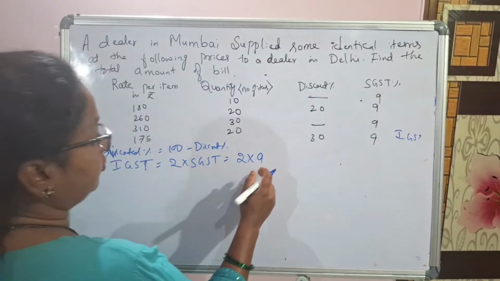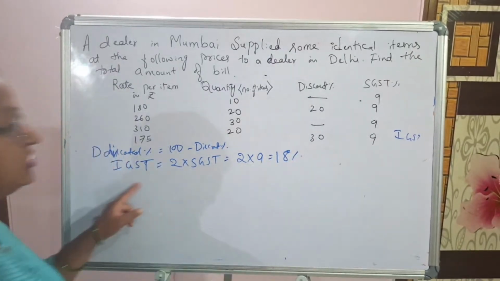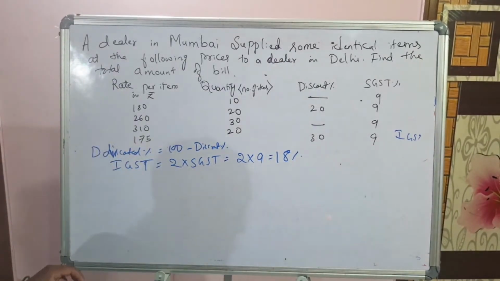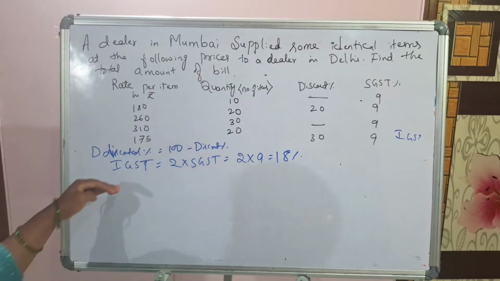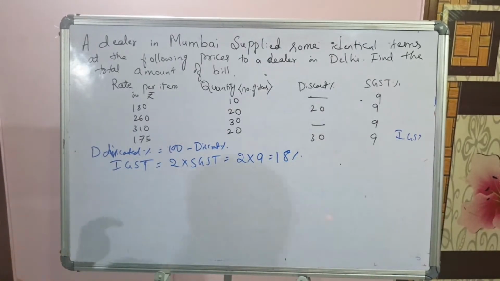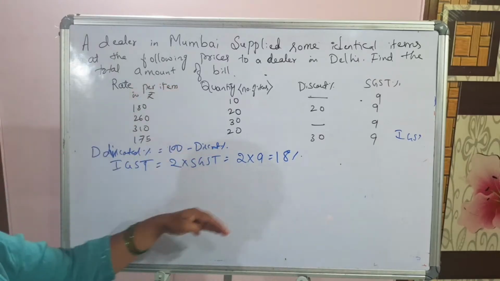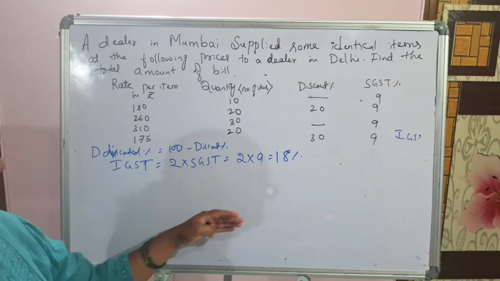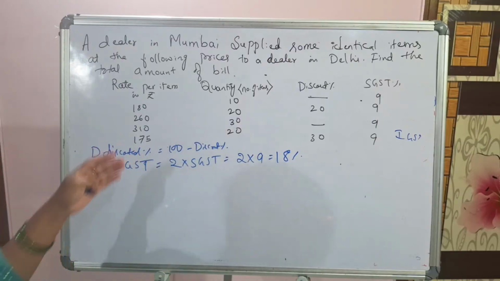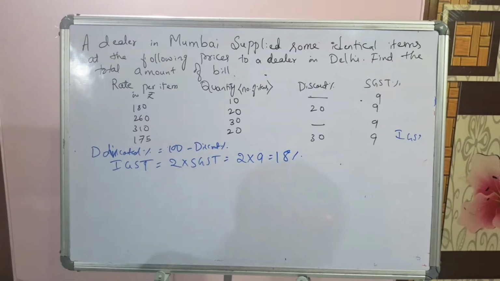So 9 into 2, which is equal to 18%, is the IGST percent. So now we have got the IGST percent. And please do the rest of the things by yourself. It is similar to the previous problem.